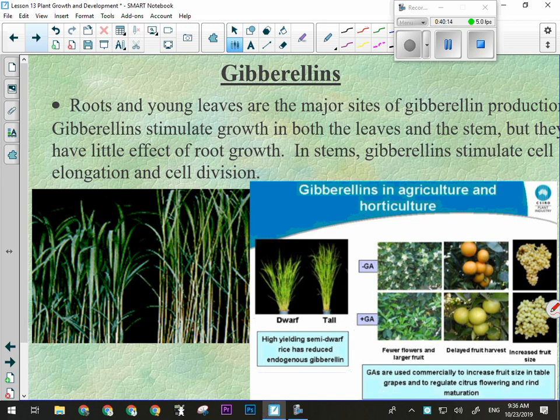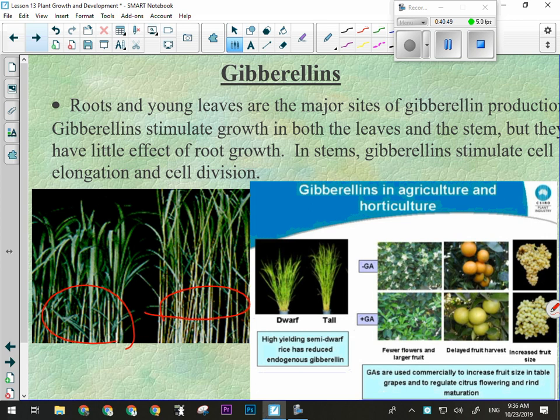So what we see here is two different varieties of rice. These would be normal rice plants. These rice plants, if you look at the stalks on these ones on the left, are a lot thicker than the stalks of these rice plants. The rice plants on the right have what's called foolish seedling disease. Foolish seedling disease is caused by a fungus that grows on the roots of the rice plant, and it stimulates an overproduction of gibberellins.